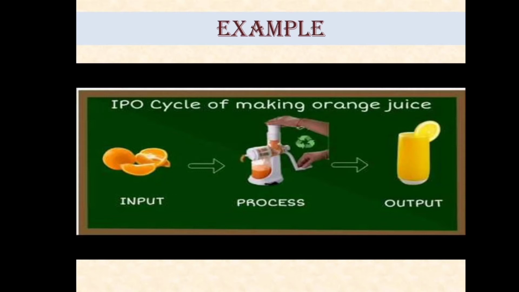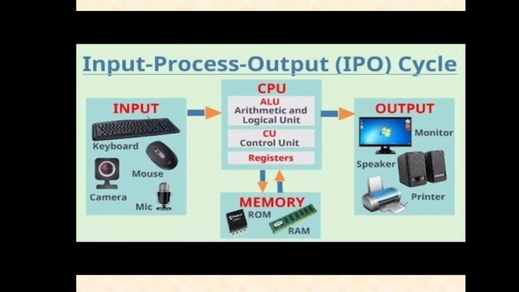So here, what did we do? We took oranges as input. Afterwards, we grind them. This grinding is called a process. And at last, we had a glass of juice. That is our output. So here what do we have? Input, process, output. On the same function, computer works. After that example, now I think you can explain this chart, right?